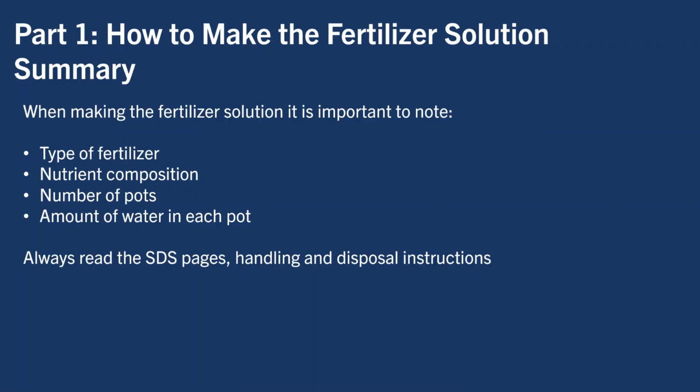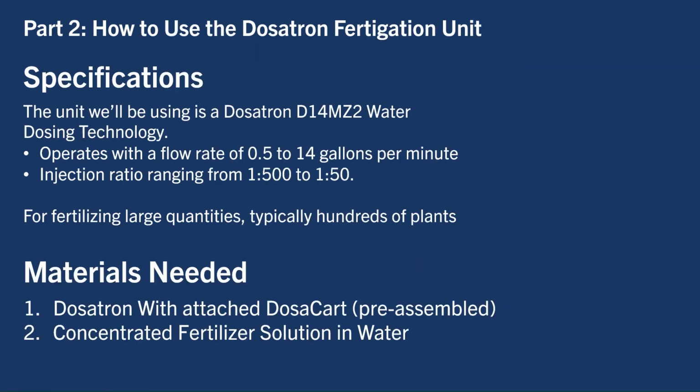In summary, when making a fertilizer solution, it's important to note the type of fertilizer and its nutrient composition, the quantity of pots, the amount of water dispensed into each pot, and to always read the SDS pages, handling, and disposal instructions. Now in the second part of the video, we will discuss how to use the Dosatron Fertigation unit.